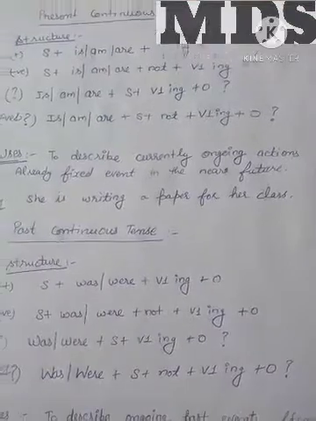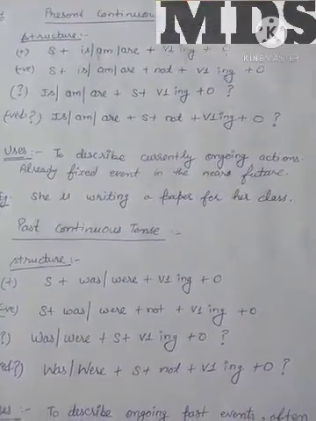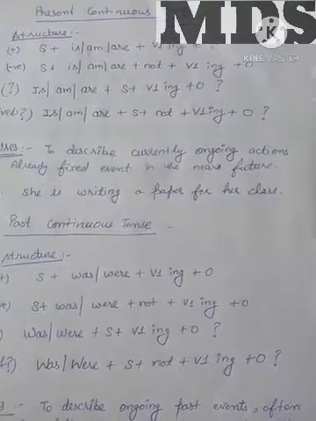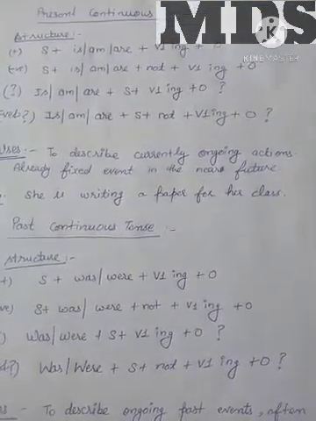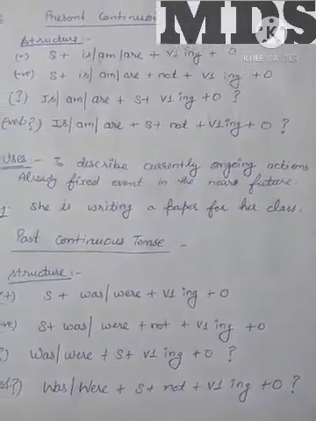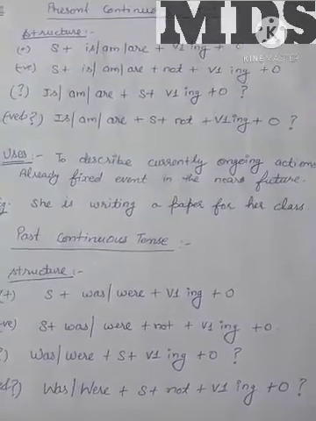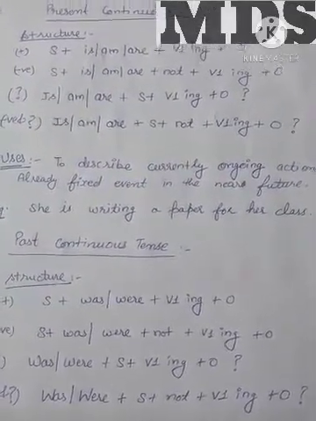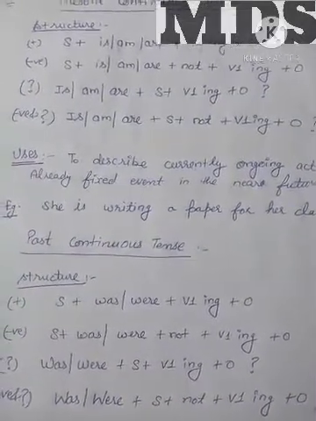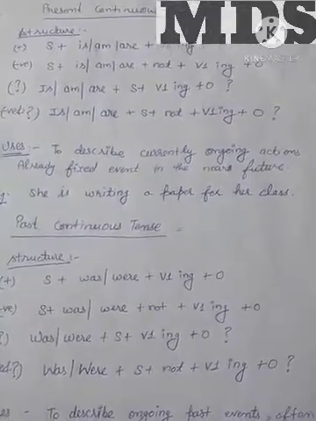So now let's see where we are going to use this tense. This tense will be used to describe currently ongoing actions. Like if something is being done as of right now, as we are speaking, at the same time something is in progress, in order to describe that event, we are going to use present continuous tense.